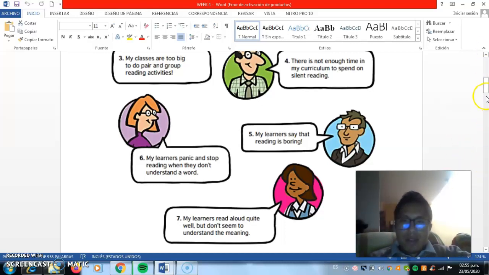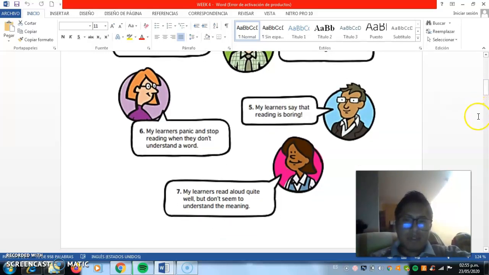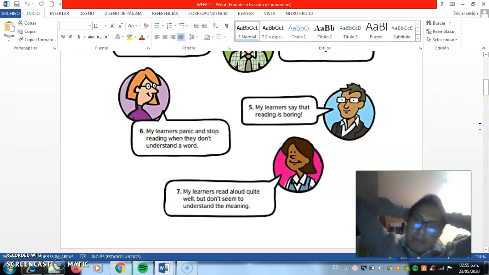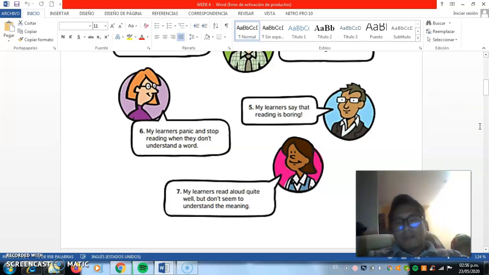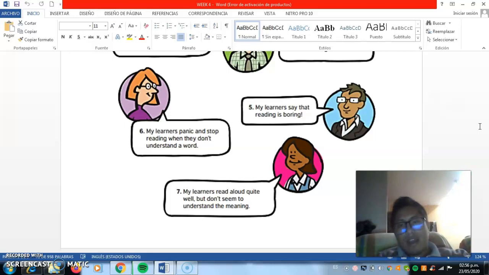My learners read aloud quite well, but don't seem to understand the meaning. Really interesting. In this case, we recommend you apply skimming and scanning reading techniques, no? Because most of the time we need to find specific information. You have to tell your students about these strategies so that they can improve their reading skills and also understand the main idea. Yes, that is very important to apply too.